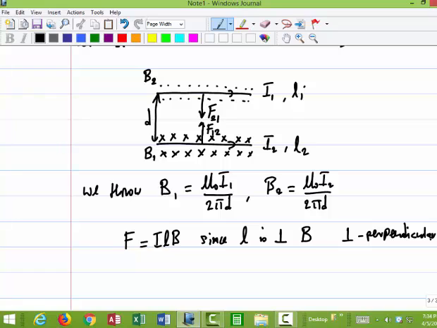Which label? F1 and F1, 2. The force of 2 on 1 and the force of 1 on 2. I think the labels are fine. Oh, yeah, I think they're okay.